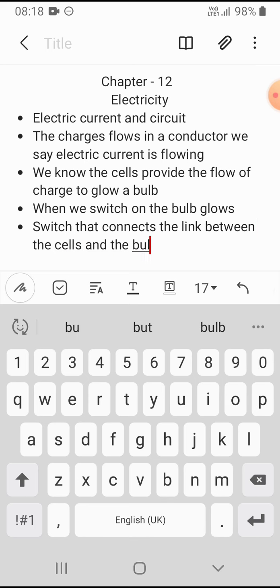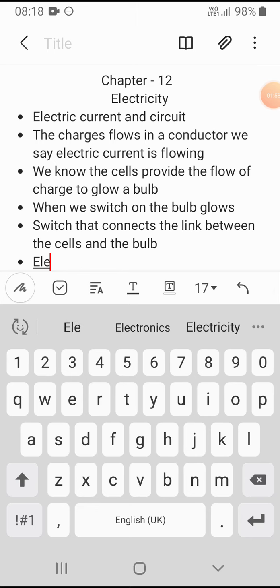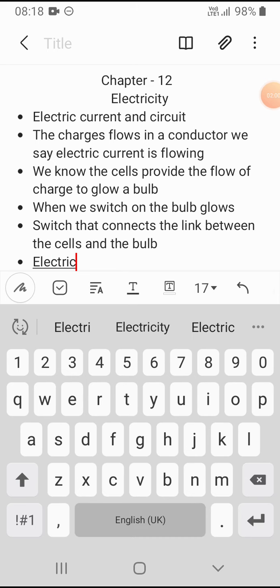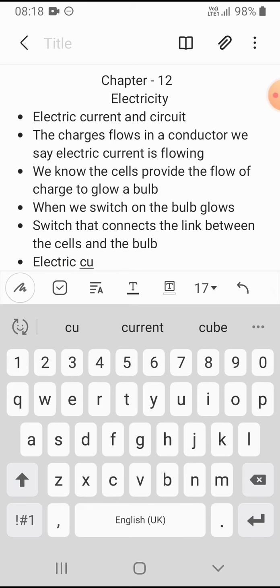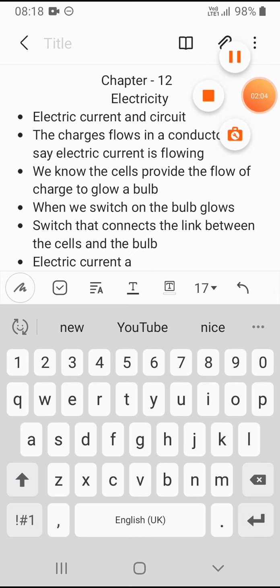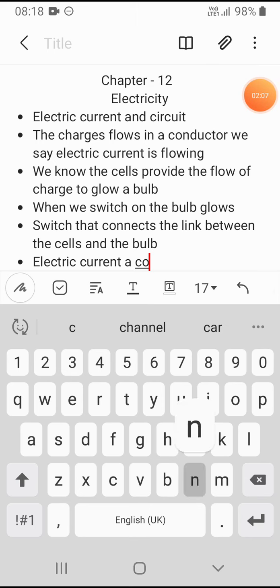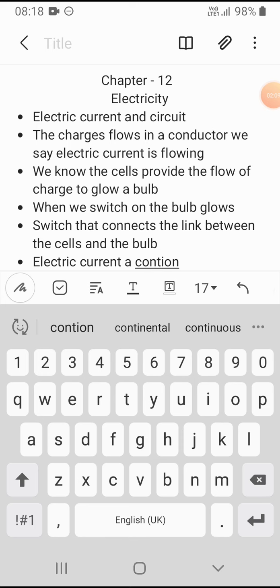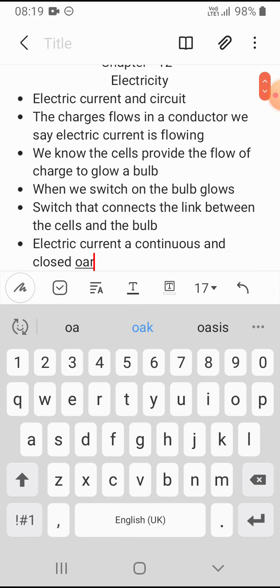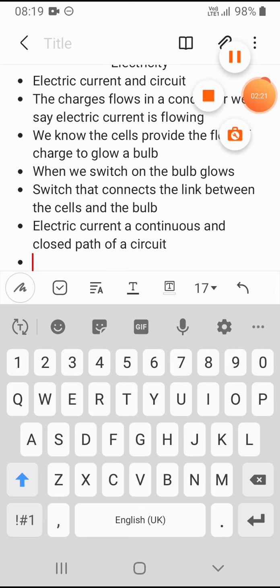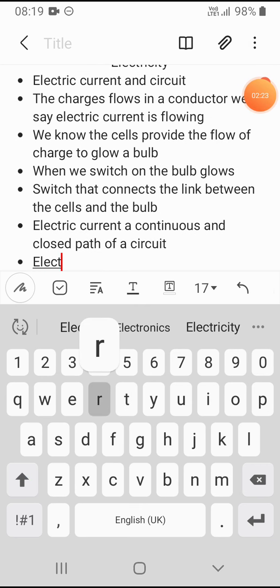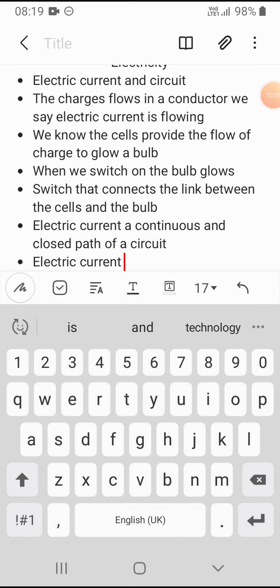Electric current means a continuous and closed path of a circuit. It is a closed and continuous path of a circuit. We can call it electric current. This is asked for 1 mark. Electric current can be expressed.